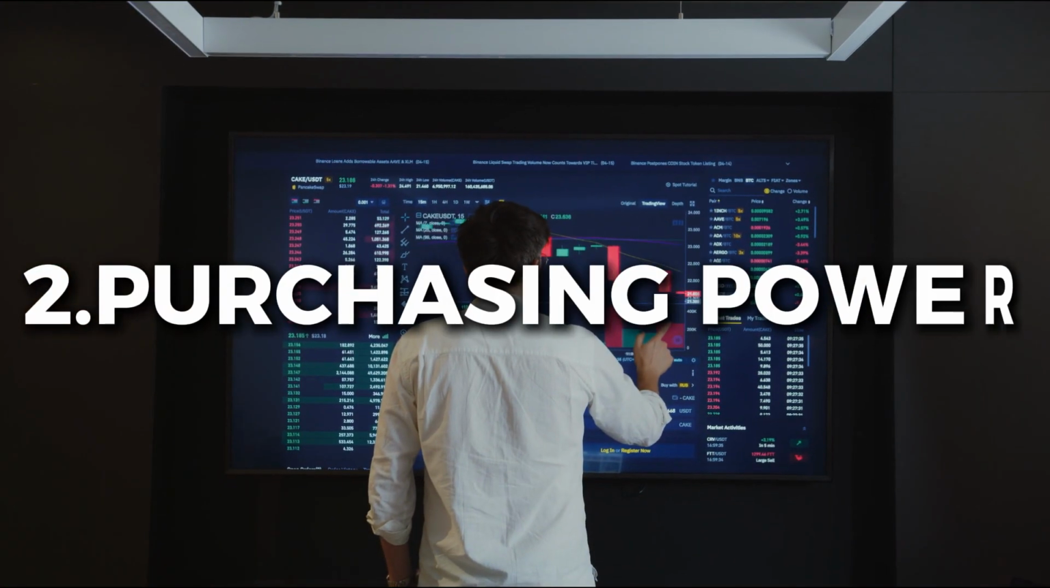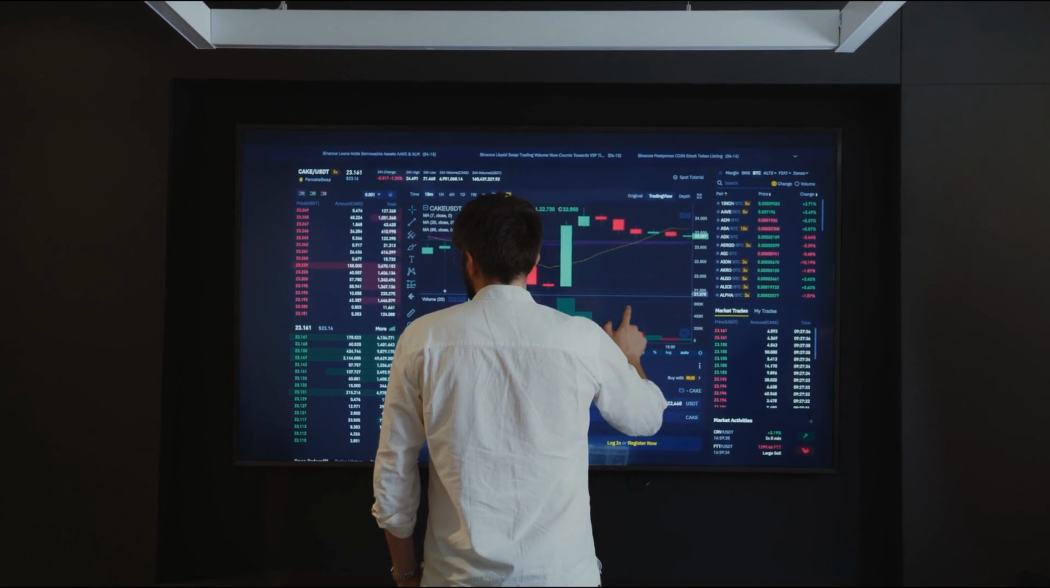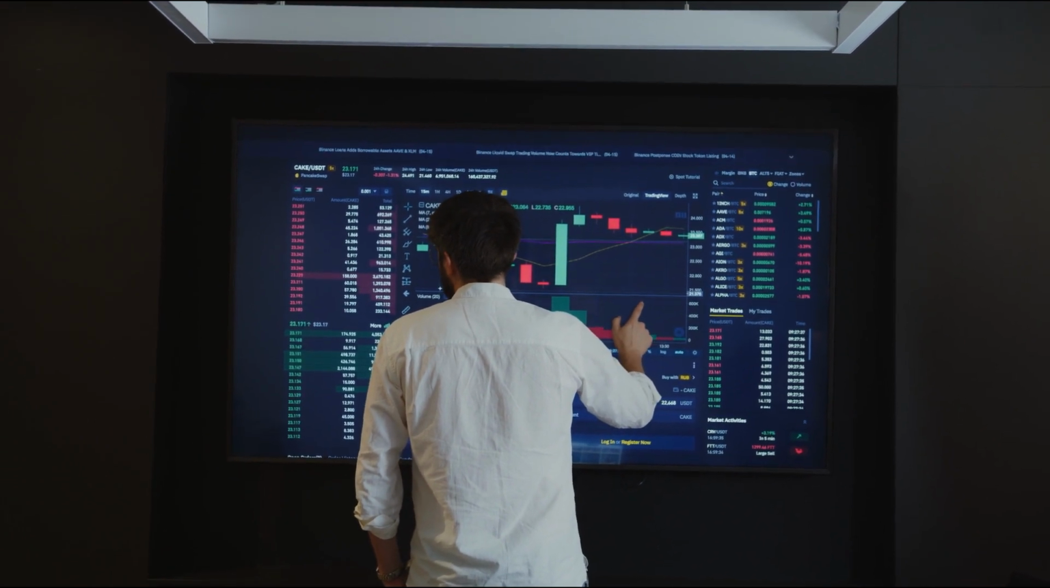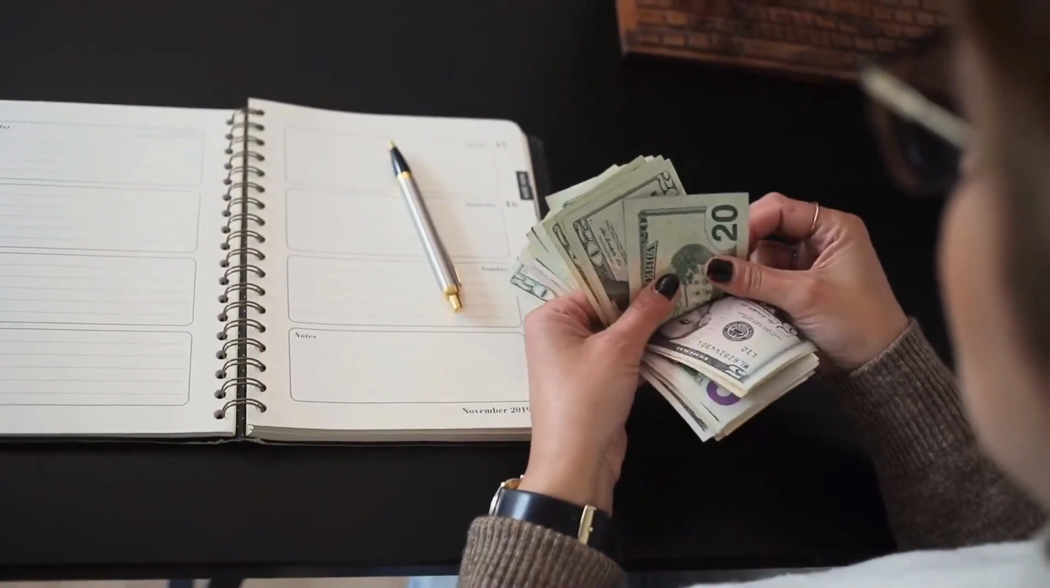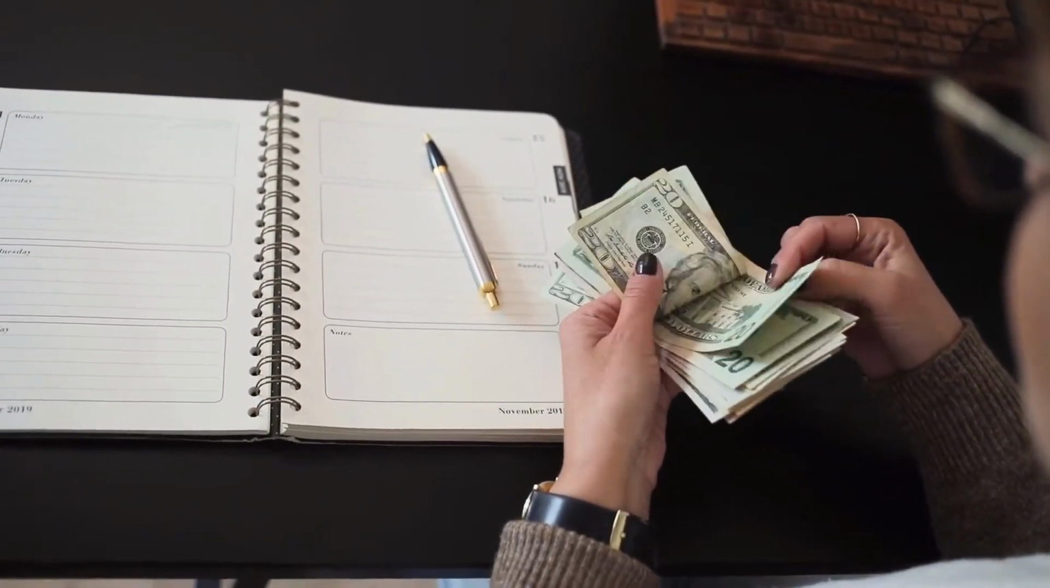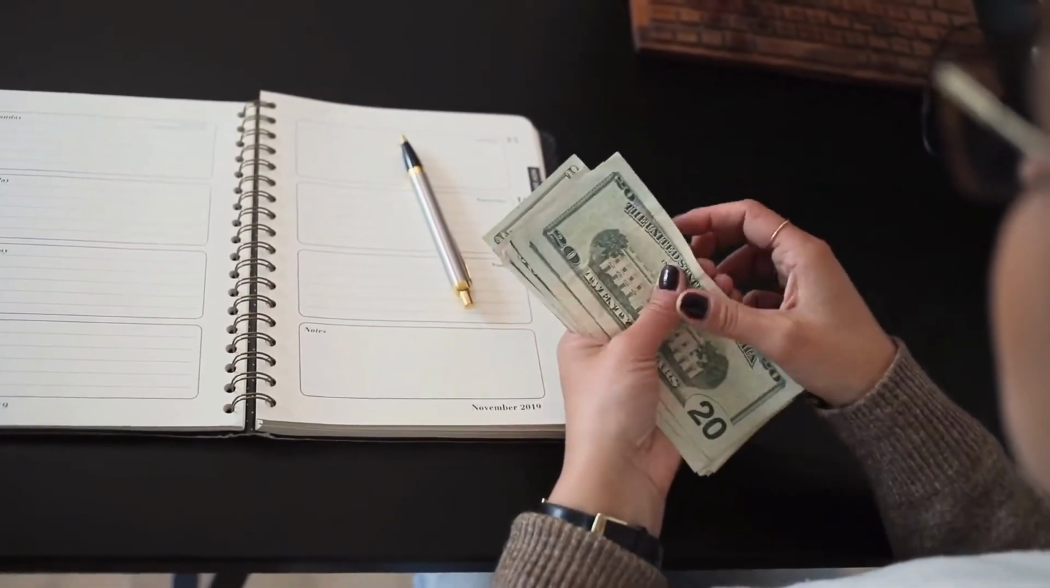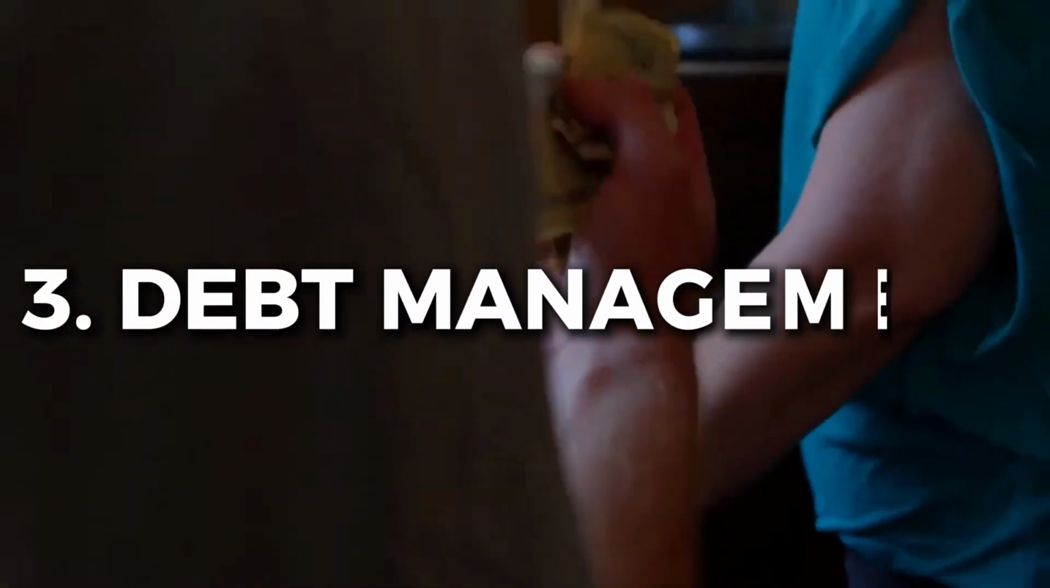2. Purchasing power. Inflation reduces purchasing power, meaning that you can buy less with the same amount of money. It's important to account for inflation in your financial planning and budgeting to ensure that your income keeps pace with rising prices. 3. Debt management.